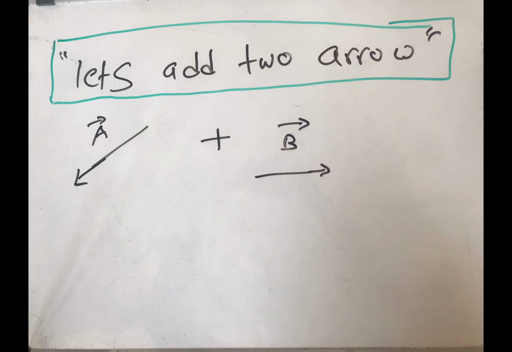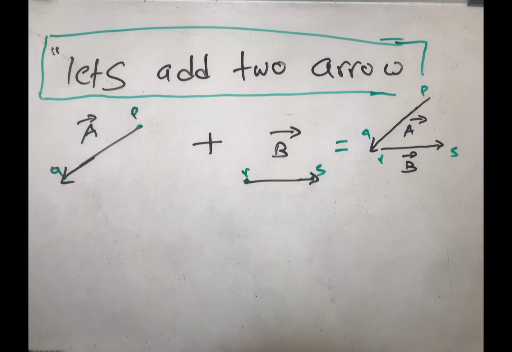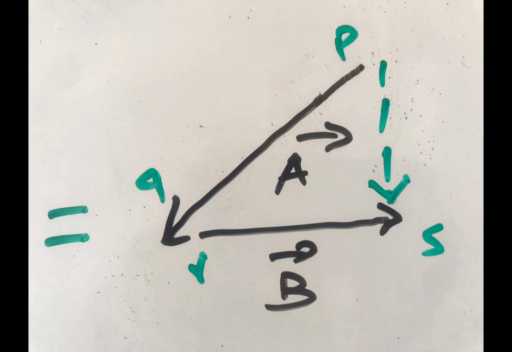Now let's add 2 arrows. Vector A and vector B. P and Q be the endpoints of vector A and R and S be the endpoints of vector B. Let's add them. What will be the new arrow? Take a guess. Your guess is right. It is PS.